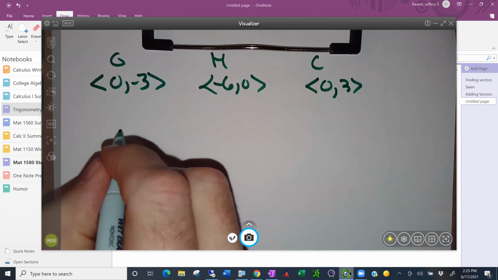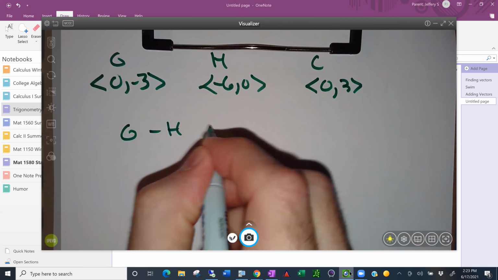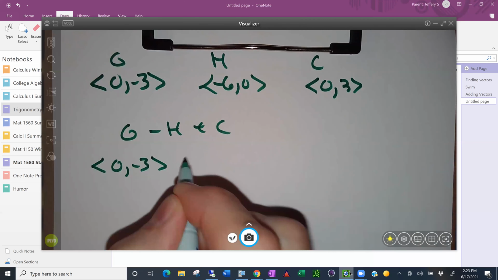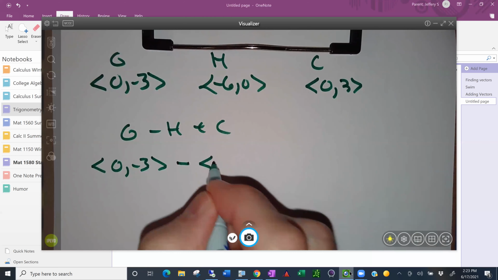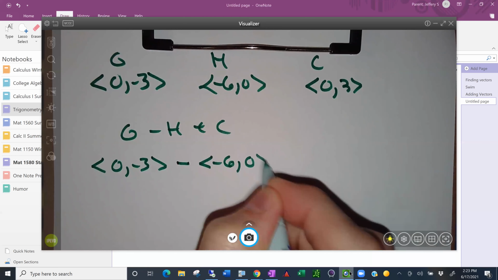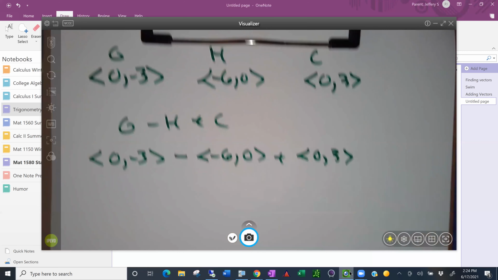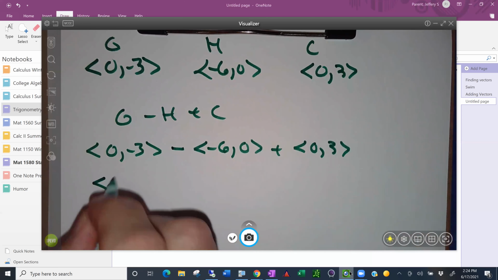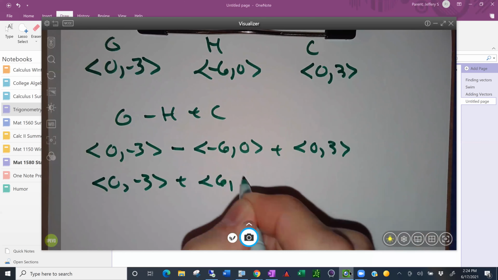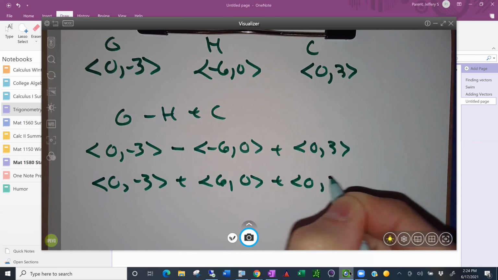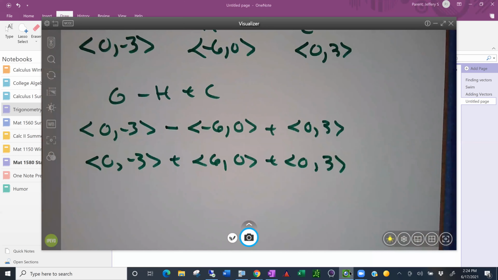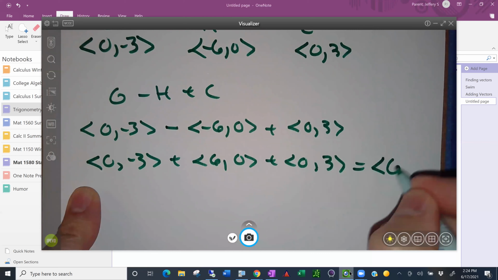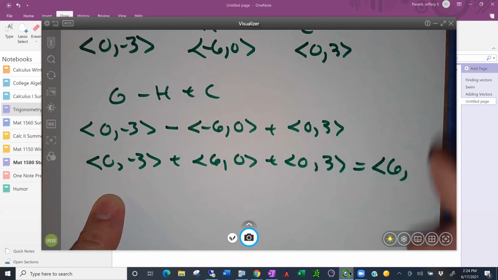We want to calculate G minus H plus C. So it's going to be 0, -3 minus -6, 0 plus 0, 3. If I distribute that negative sign, this becomes 0, -3 plus 6, 0 plus 0, 3. When I add this all up, 0 plus 6 plus 0 is 6, and -3 plus 0 plus 3 is 0.